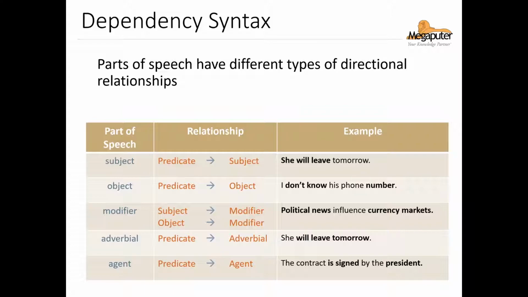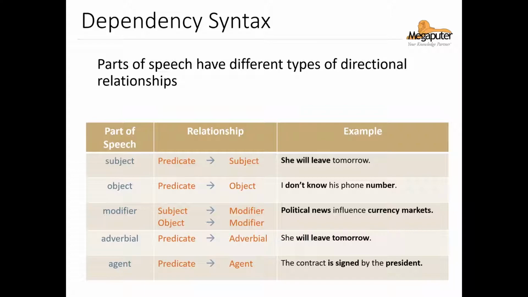Or there could be a relationship from the predicate to an object. I don't know his phone number. So there's a predicate, don't know. Don't know what? What is the thing that is not known? It's the number. So there's a relationship from don't know to number defined as an object relationship, going from the predicate to an object. And then there are various other types of relationships. One more I might mention is the modifier relationship, going from a subject to a modifier or an object to a modifier. So political news. There's news.